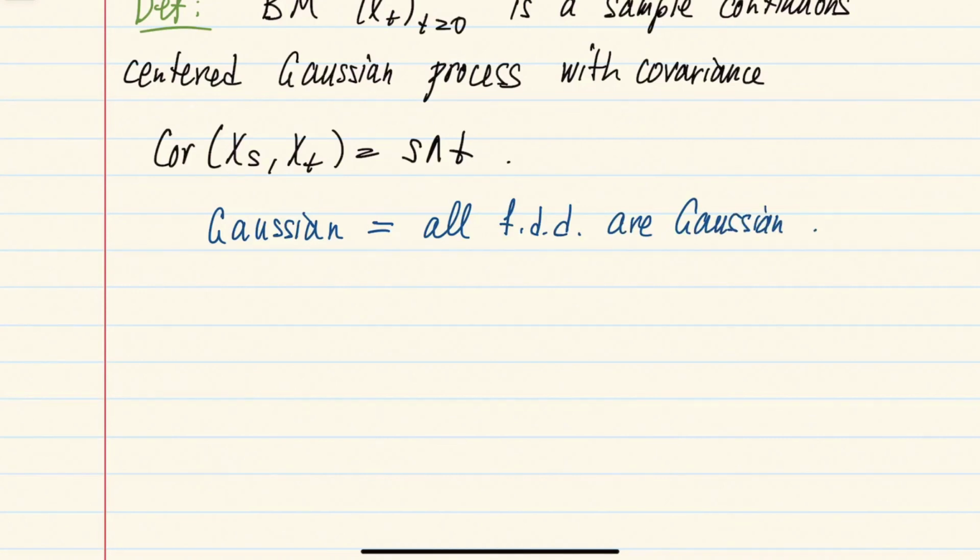Now, of course, the question is whether such a process exists. And first of all, just by the Kolmogorov extension theorem, a process X_t with such finite dimensional distributions does exist. So let's just mention this first.